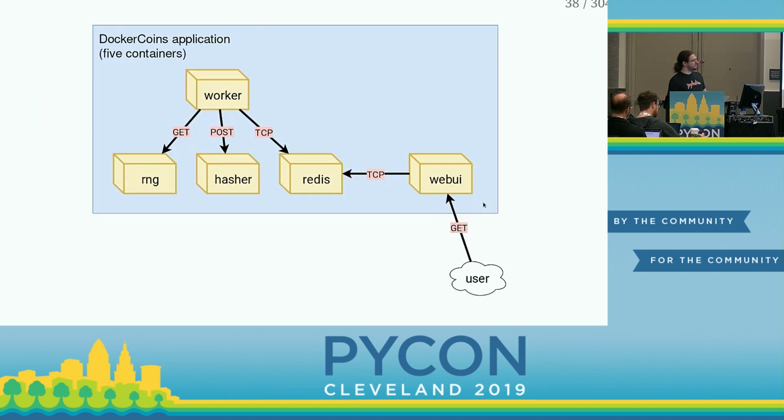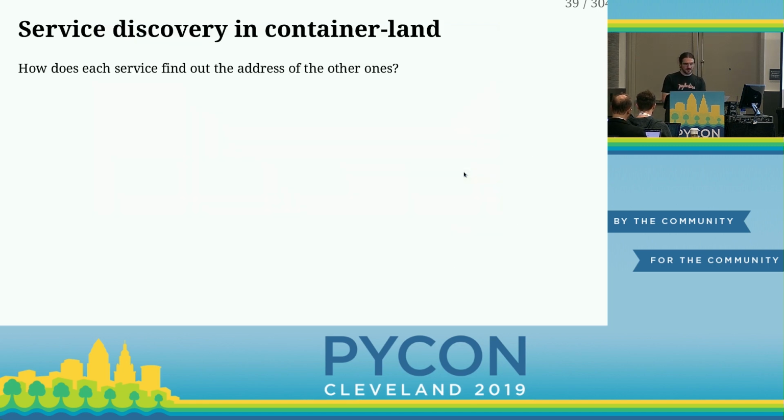So if you like diagrams, that's a diagram showing how that works. The worker does a GET request to RNG, posts to the hasher, increments things in Redis, and then there's the web UI. Speaking of which, how do these things connect together?